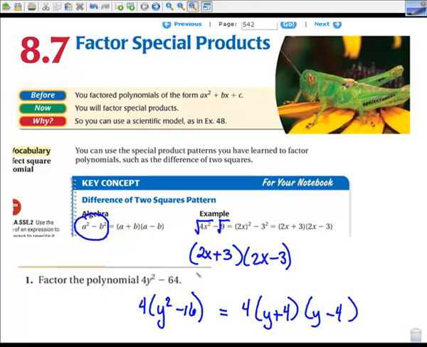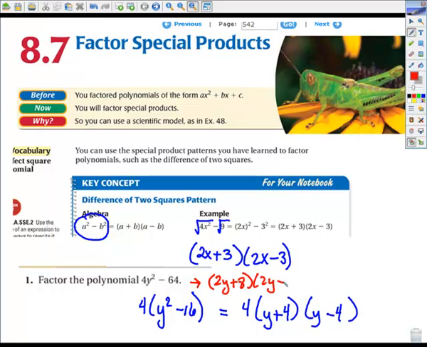Now, the reason that we don't just go to the square root here is because it's not completely factored. Yes, the square root of 4y squared is 2y, and the square root of 64 is 8, so I could go 2y plus 8, 2y minus 8. But you see that these still have a greatest common factor of 2, so each of them would have to have a 2 factored out, ultimately making me factor out the 4.